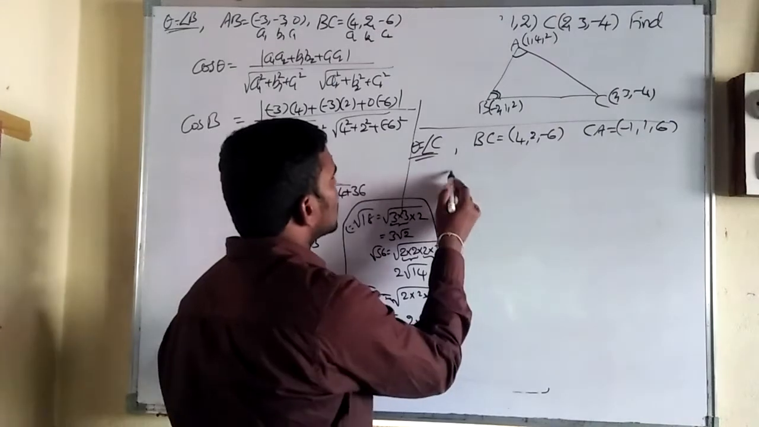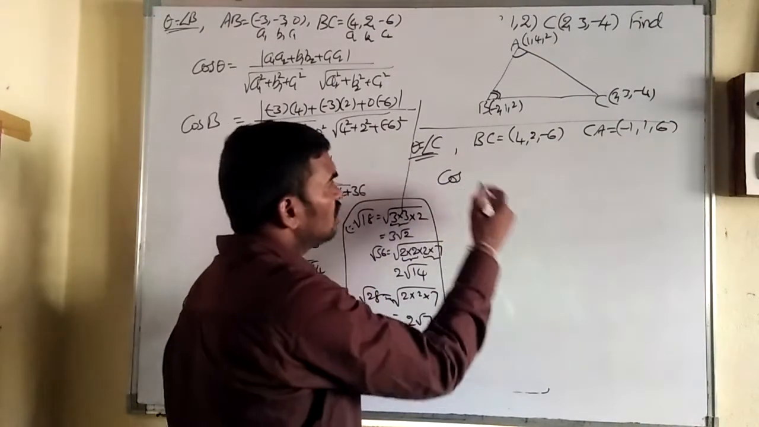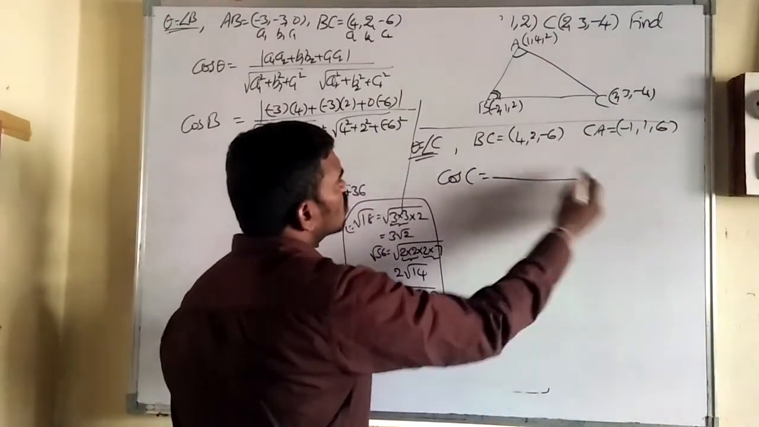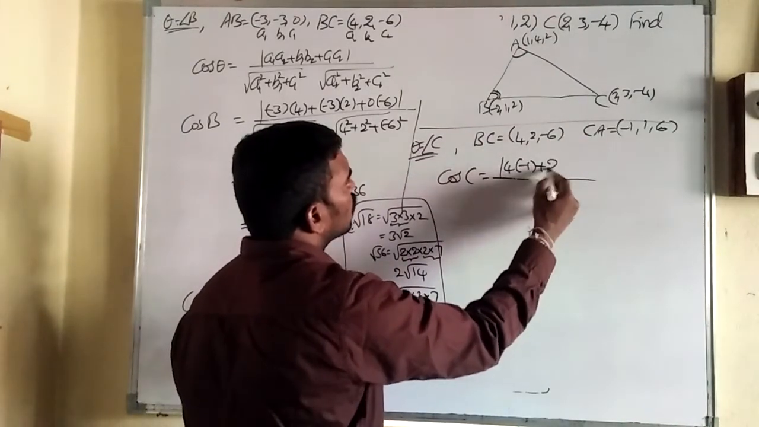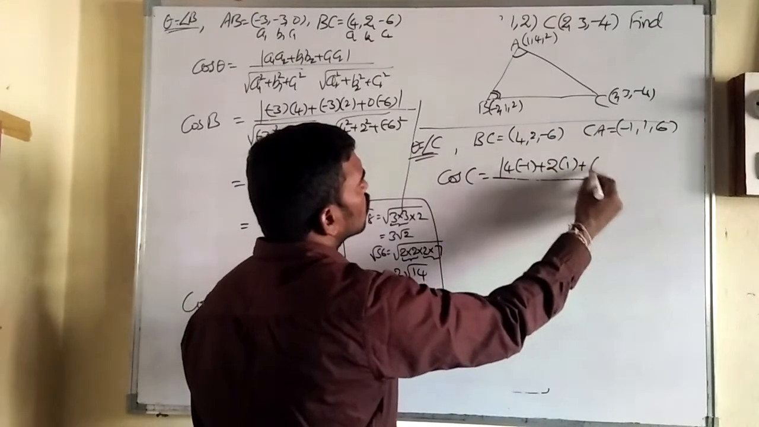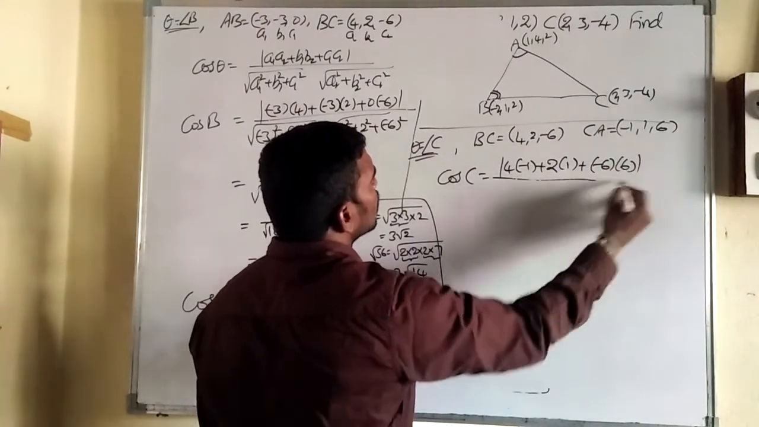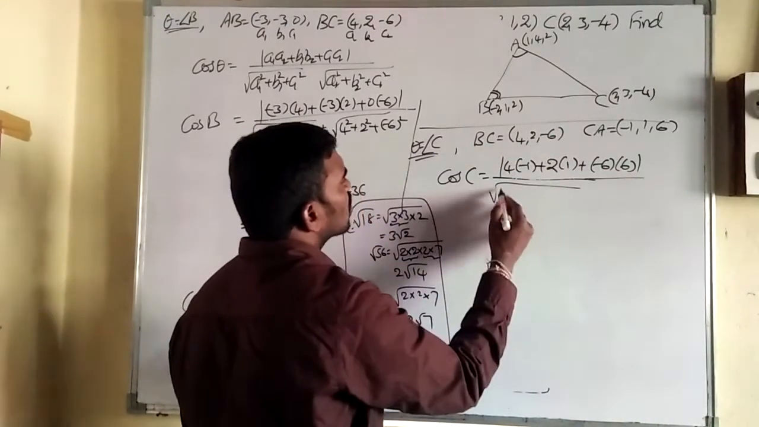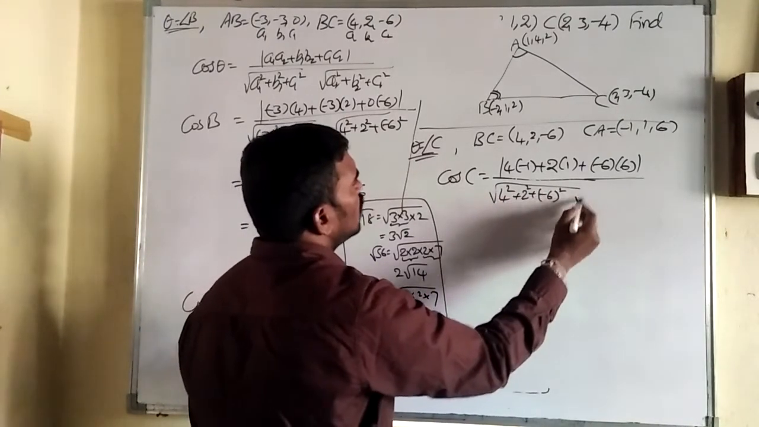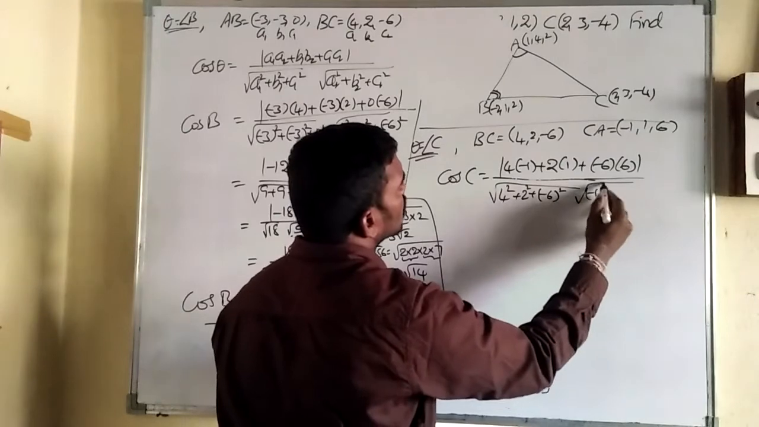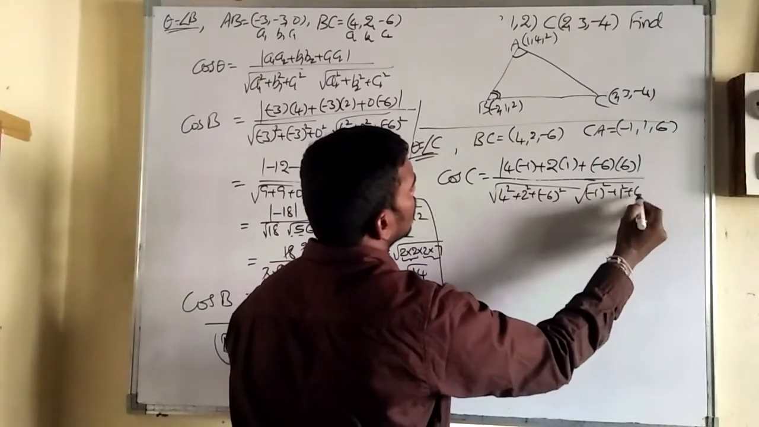So for angle C, what is the cos theta formula? Write down. So directly I am doing. Cos C is equal to A1 into A2, 4 into minus 1, plus B1 into B2, 2 into 1, plus C1 into C2, minus 6 into 6, divided by root of A1 square, 4 square, plus B1 square, 2 square, plus C1 square, minus 6 whole square, into root of A2 square, minus 1 whole square, plus B2 square, 1 square, plus C2 square, 6 square.